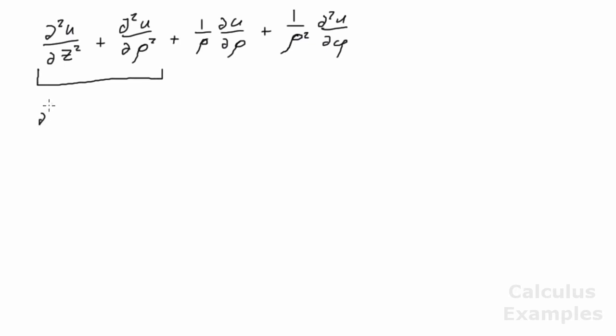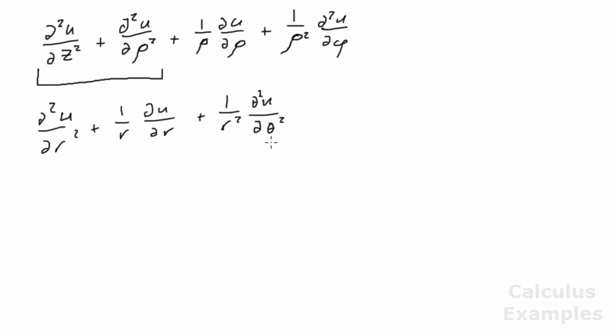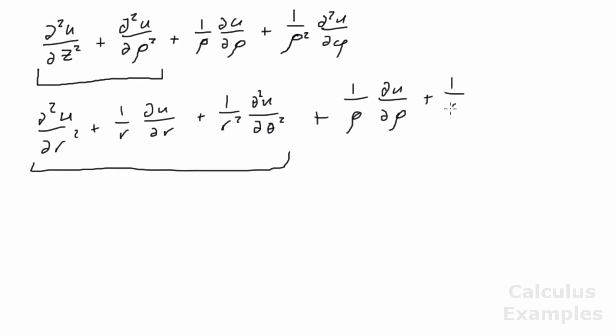That's the second partial of u with respect to r, plus 1 over r, partial of u with respect to r, plus 1 over r squared, second partial of u with respect to theta squared, right? So this is the same thing as above. Now we're going to just add on the rest: 1 over rho, partial of u with respect to rho, plus 1 over rho squared, second partial of u with respect to phi.